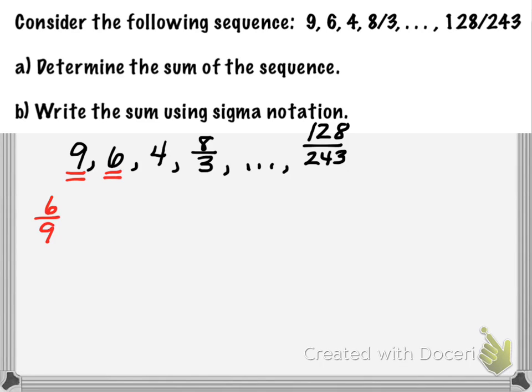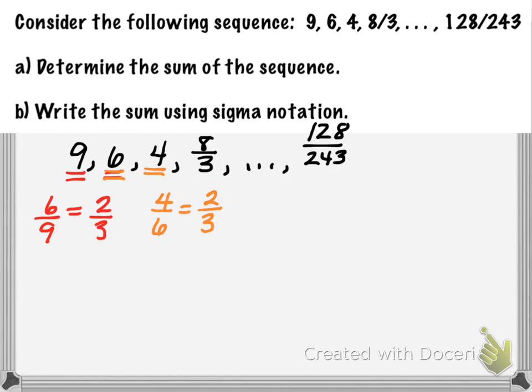6 divided by 9, and that simplifies to 2/3. Now we'll do that again, this time taking the third term divided by the second term. So 4 divided by 6 also simplifies to 2/3. So right now it looks as if our common ratio is 2/3.